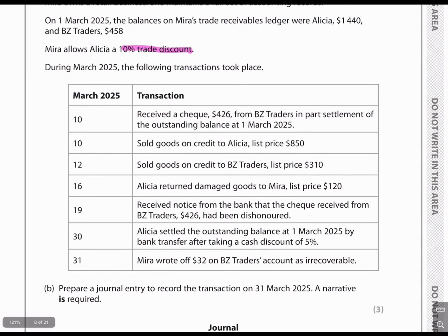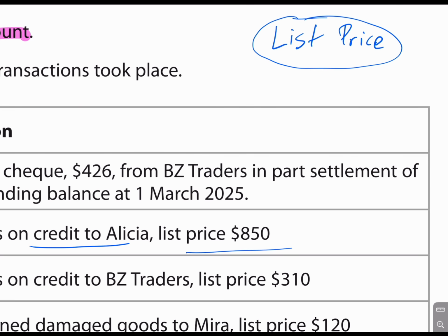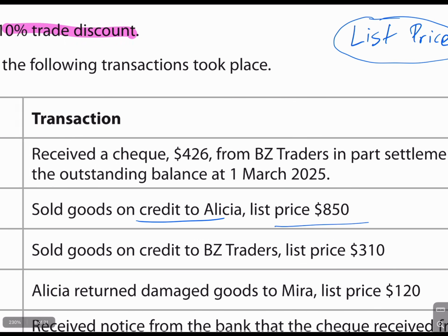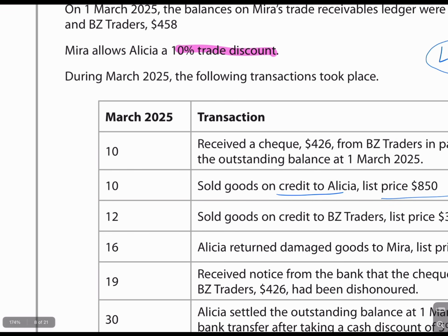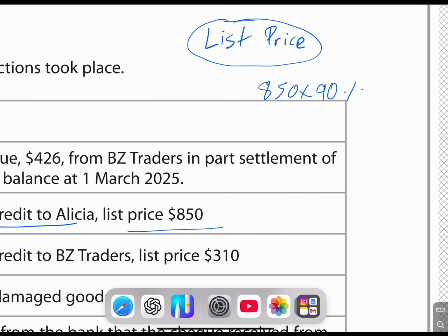And now, sold goods on credit to Alicia, list price 850. So do remember that list price is basically the catalog price, right? The catalog price that you get. Now offering a trade discount means offering a discount on this list price, on the catalog price. So if the list price is 850, you have to write off 10% as discount. So 850. If you deduct 10%, it's 90%. What amount do we get?